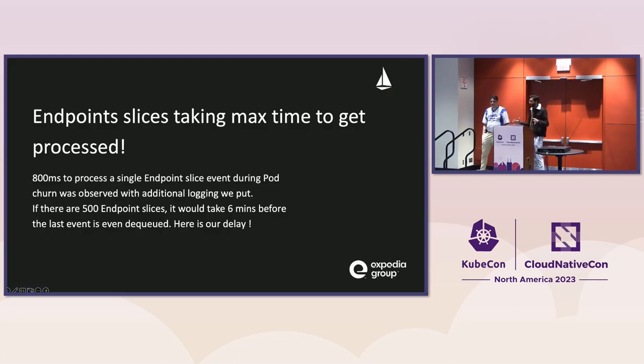So after all those fun things, we came to a very interesting point: endpoint slices were the main culprit, and they were taking the max time to get processed out of all those 40 different objects. On a peak during the pod churn, it would take 800 milliseconds just to process one endpoint slice event. And if we assume that during the pod churn, we have 1,000 pod terminations, and that leads to 500 endpoint slice update events, it translates to a delay of almost 6 minutes, which means that the cluster is operating on a stale configuration for 6 minutes, and that's why the ingress is still routing traffic to a pod that is long gone before it gets that updated information.